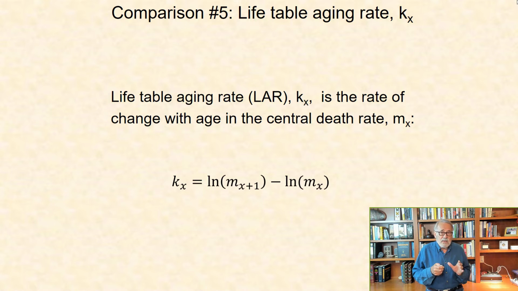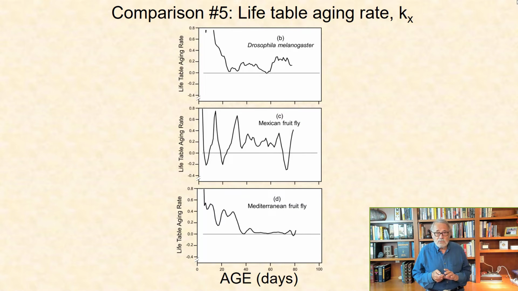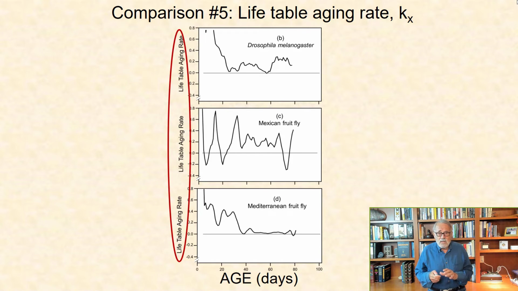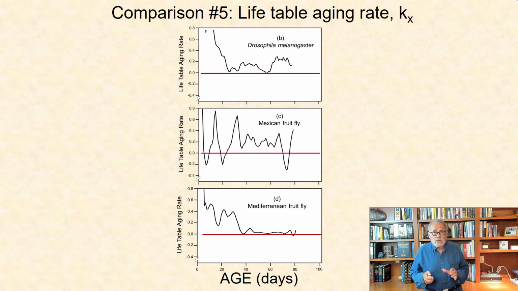This gives a graphical comparison of the life table aging rate for the 3 species, in which age is on the x-axis and life table aging rate Kx on the y-axis. These red lines are at a value of 0 as a baseline for indicating no change in the rate of mortality increase with age.